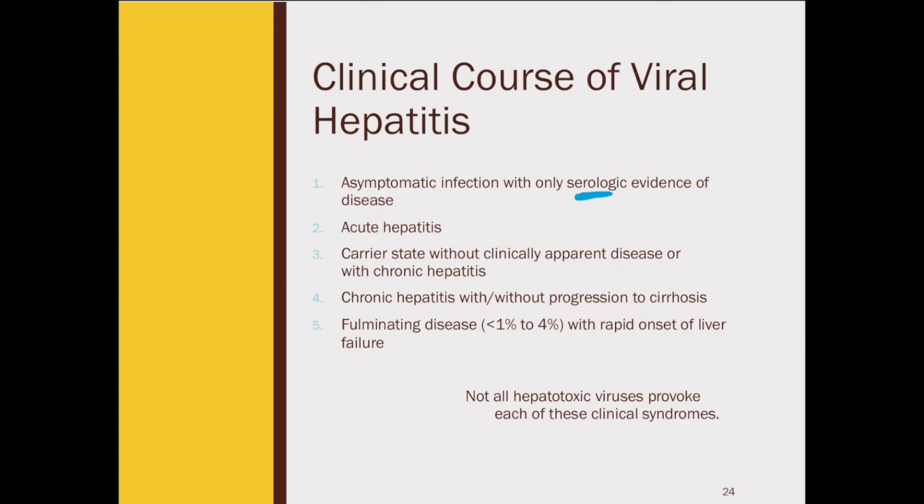So your symptoms are managed, but you're still carrying the disease. This doesn't happen with all types. We'll talk about that. And then chronic hepatitis with or without progression to cirrhosis. We'll talk about that. And then fulminating disease, which is basically just rapid onset of liver failure. Again, not all hepatotoxic viruses are going to provoke all 5 levels of these kind of syndromes.